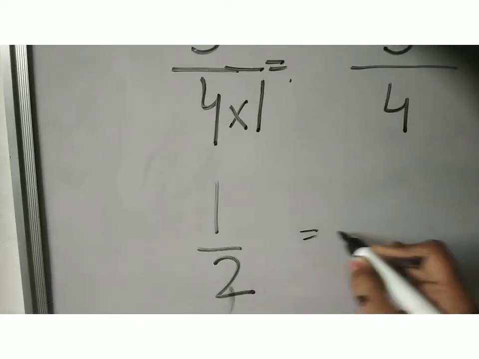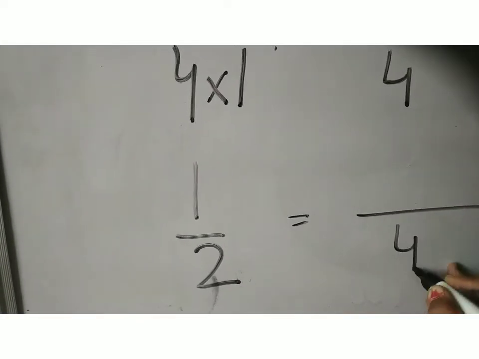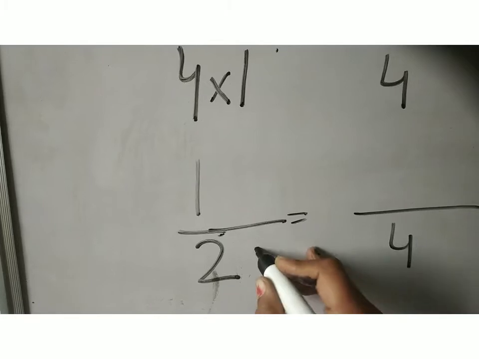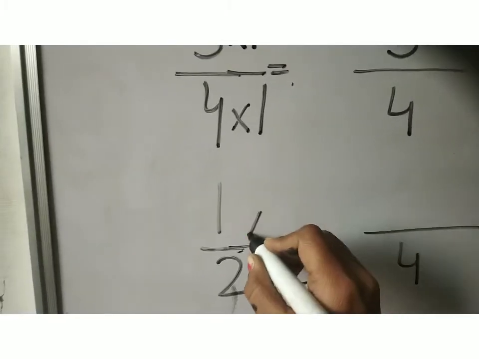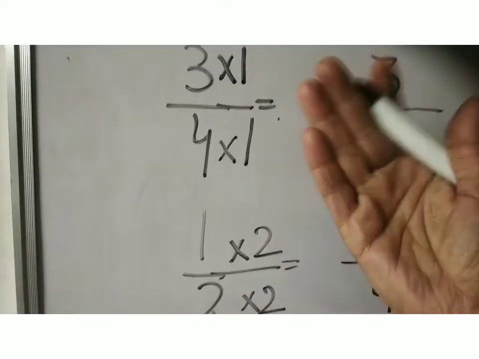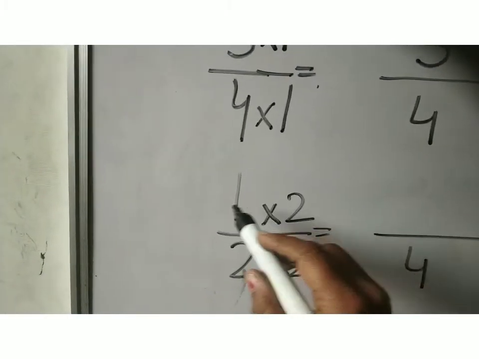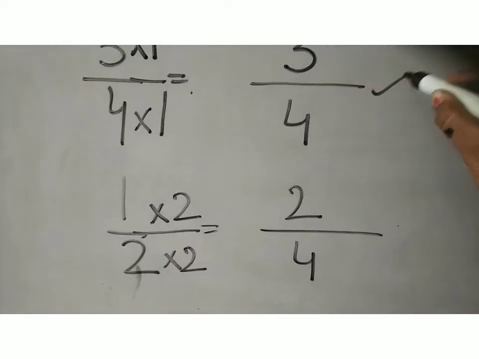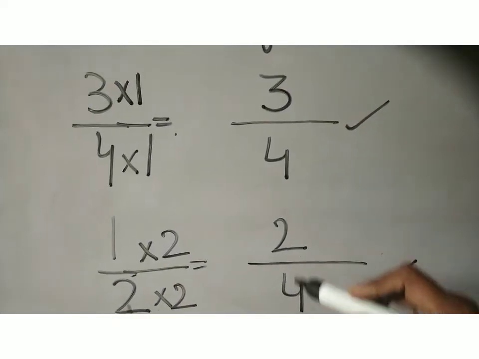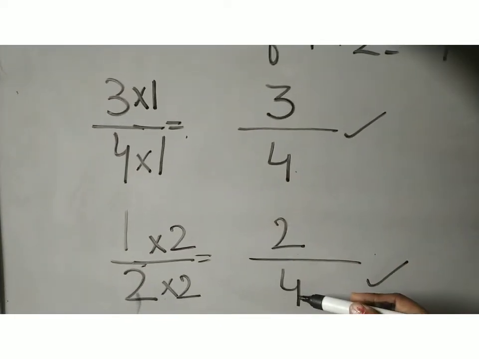Here, when I will convert its denominator into 4, I have to multiply this 2 by 2. And by 2, I will multiply with the numerator also. So 2 1s are 2. Now in both the quantities, the denominator has become similar, that is 4 and 4.